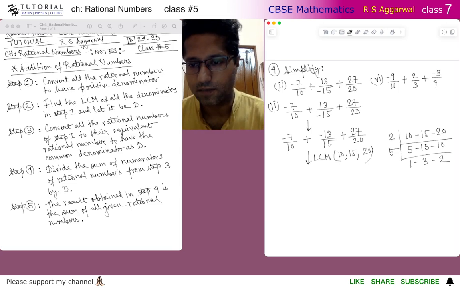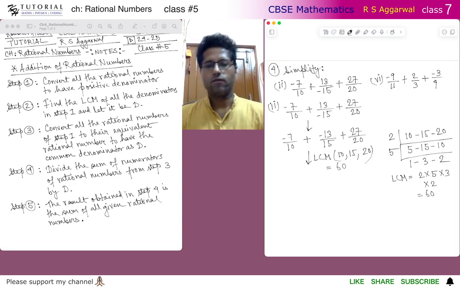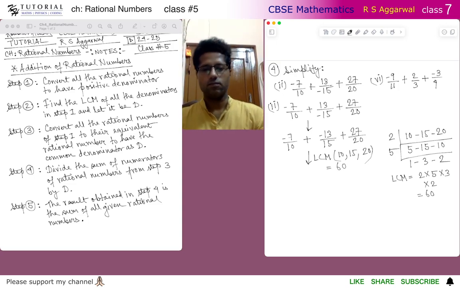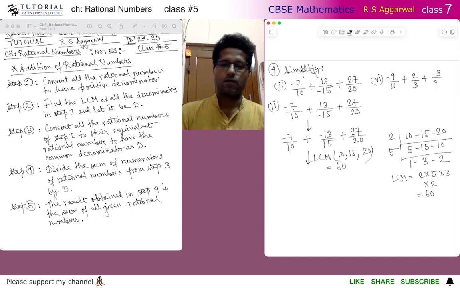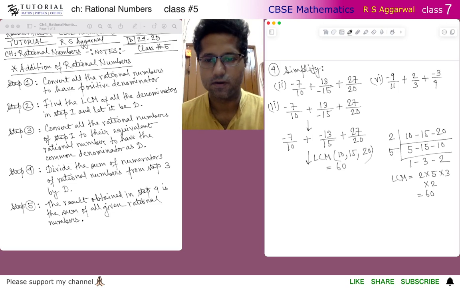So the LCM will be the product of all the prime numbers we have, that is 2 into 5 into 3 into 2, this is 60. So the LCM is 60. Now we have to convert all the rational numbers to their equivalent form, so that they all have a common denominator of 60.